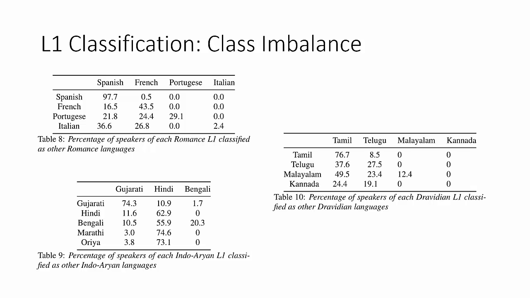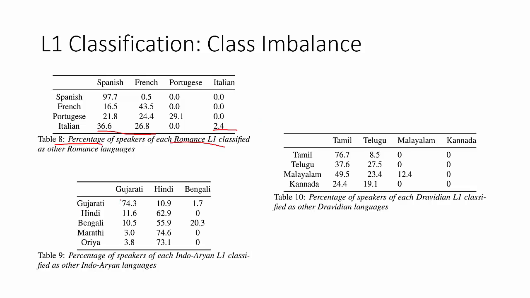And here you can see a confusion matrix for 3 groups of languages. The top one here is the Romance languages. So Spanish, French, Portuguese, and Italian. Spanish has the highest accuracy, whereas as you go down here, Italian only has 2% correct. It gets confused with Spanish and French, and you only get it right 2% of the time.